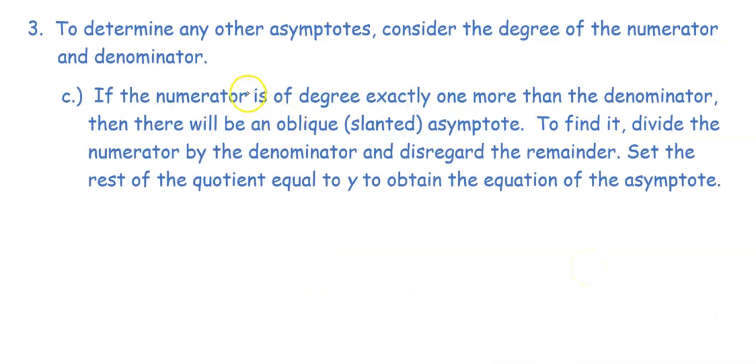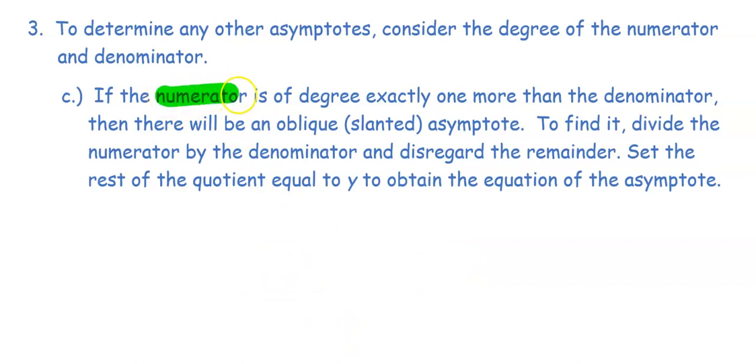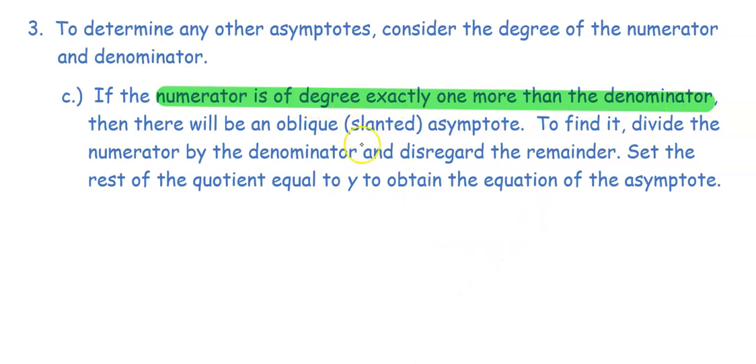If the numerator is of degree exactly 1 more than the denominator, that's the important part, we're going to have a slant asymptote, an oblique asymptote. To find it, divide the numerator by the denominator and disregard the remainder. Set the rest of our quotient equal to y to obtain the equation of our asymptote. We're going to see what that looks like in a minute.